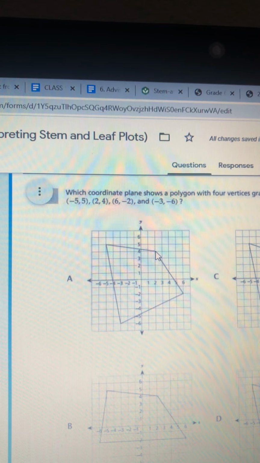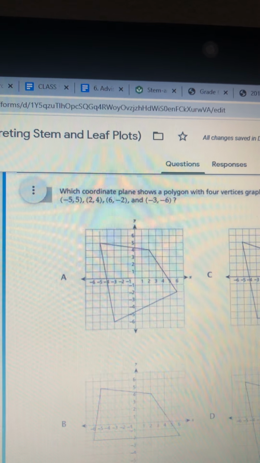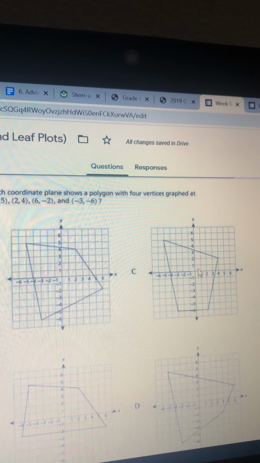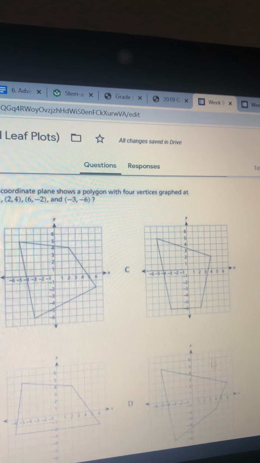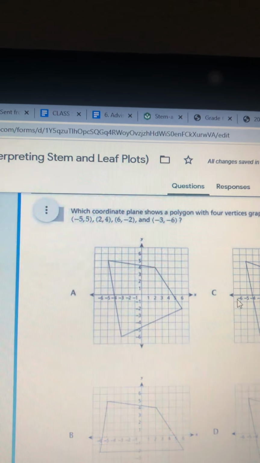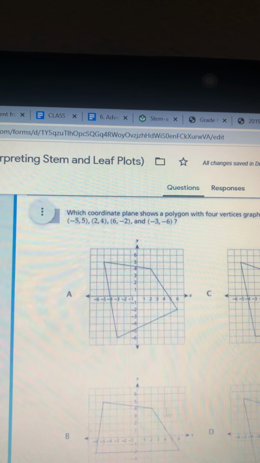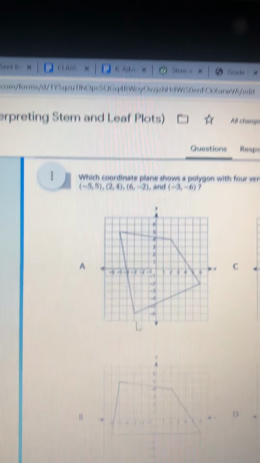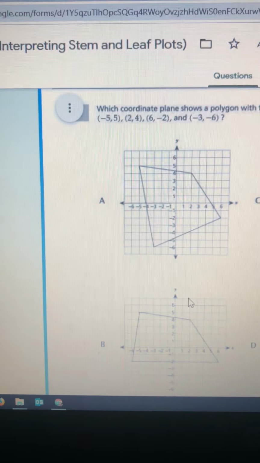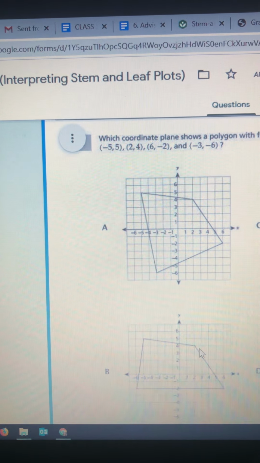So that looks like we can eliminate C and D. We can eliminate C and D because they don't have that point there. So I'm also giving you a kind of test taking skill, right? Process of elimination. So we can eliminate C and D. Now we're just focusing on A and B. Okay? So we know it looks like A has that point and then B has that point.